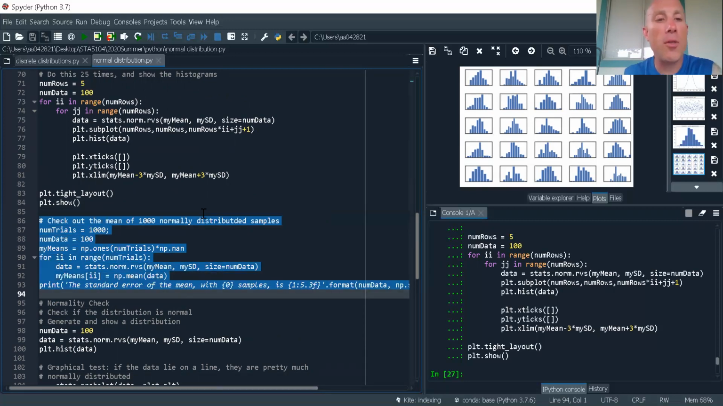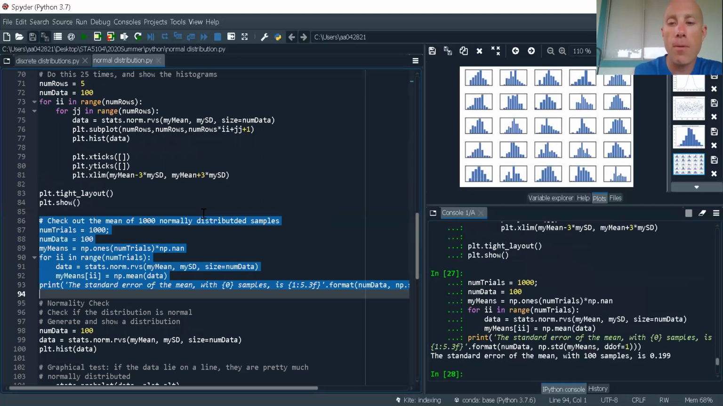All right, so now here we want to check out the mean of 1,000 normally distributed samples. Let's see what happens. All right, so here we go through and we generate the data, and then we take the mean. All right, so the standard error is 0.2.